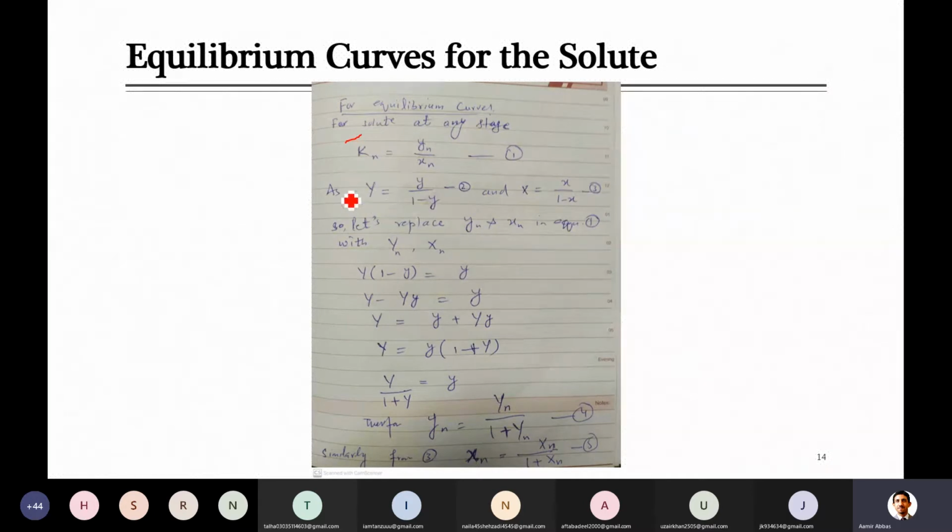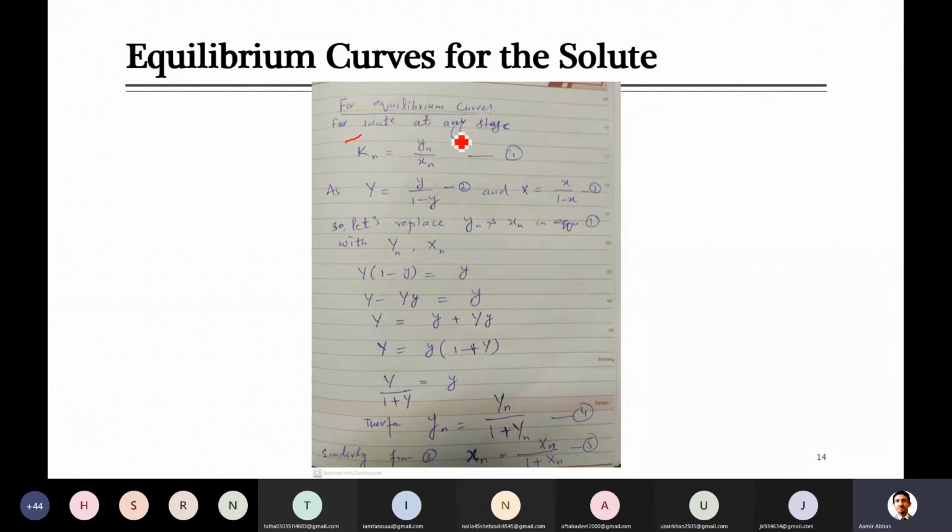Here, overall capital Y, as you have just seen in the last slides, is equal to small y divided by 1 minus y, that is, the mole fraction of the solute in the vapor phase to the mole fraction of the solute-free gas. Similarly, capital X is equal to small x over 1 minus x, as we have just seen. So let's replace these y and x in equation 1 with capital Y and capital X.